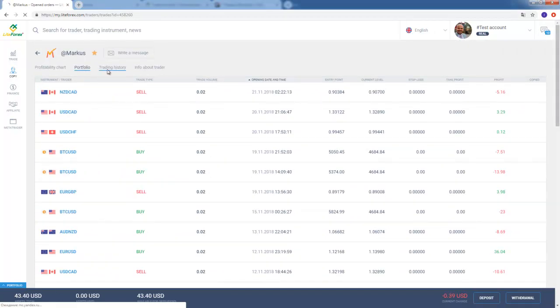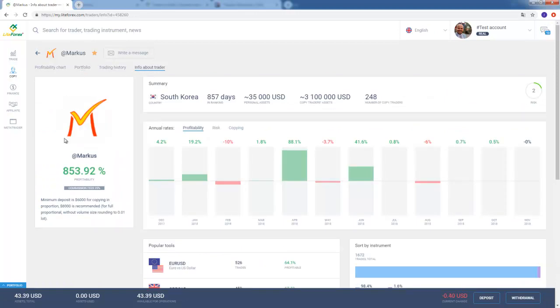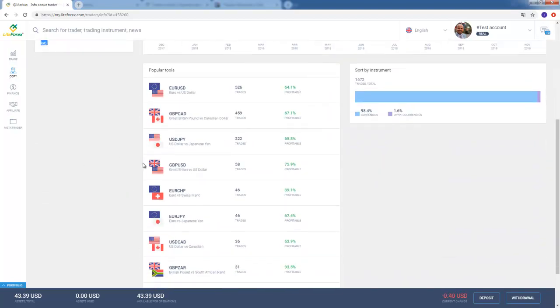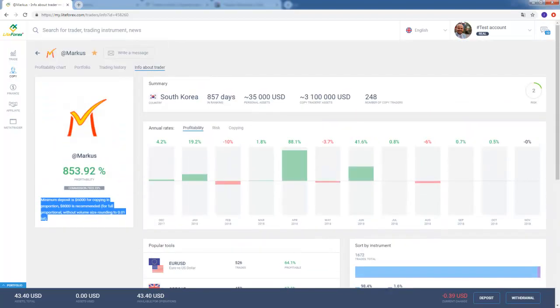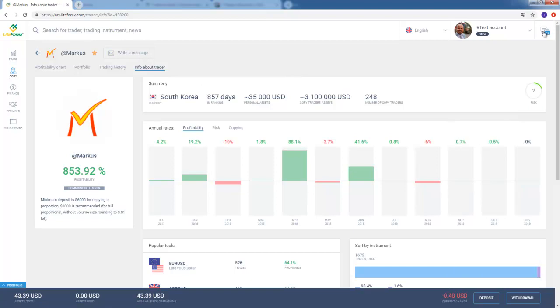Currently open trades of the trader, detailed trading history, detailed information about the trader and the commission charged by the trader for copying his or her trades. If there are any questions, the client can write a message to the trader and discuss all the investment details.